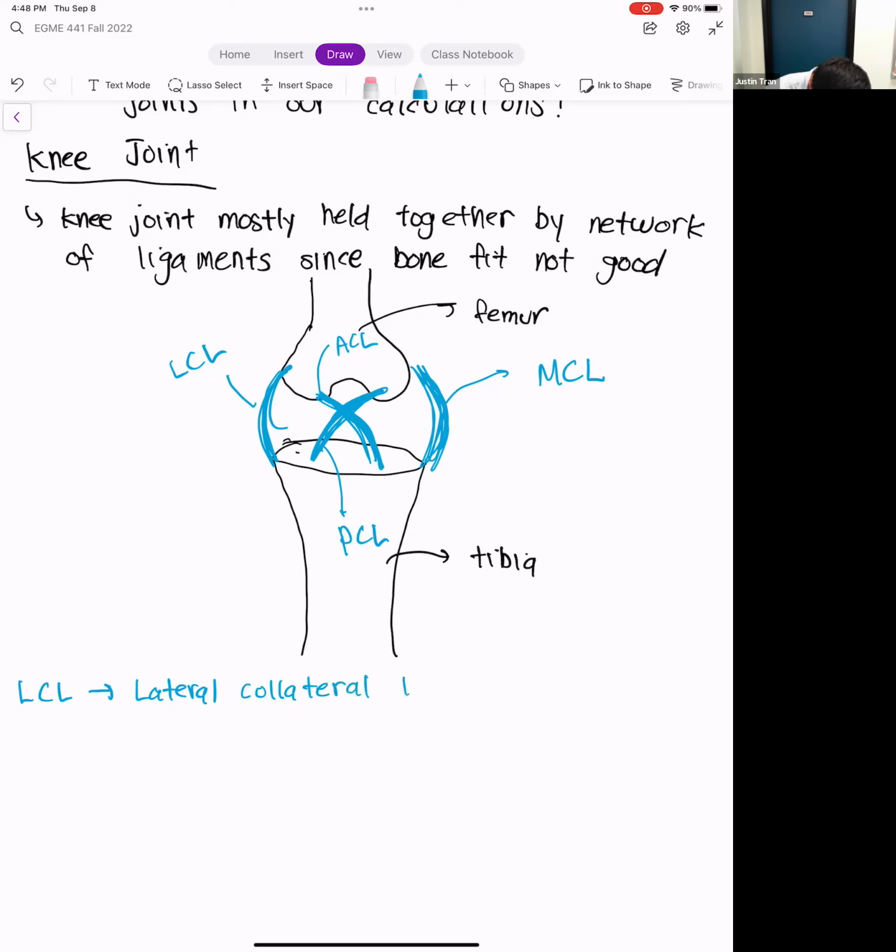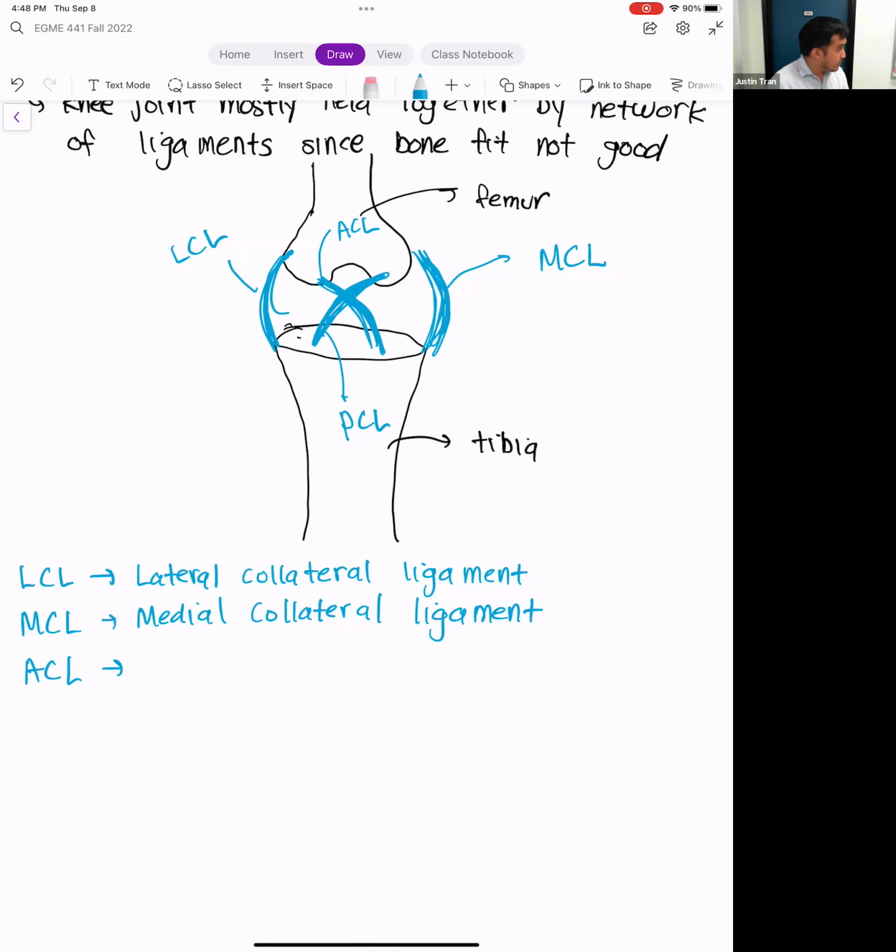And then we have the two cruciate ligaments. These ligaments are named because they form a cross in the middle of your knee. So we have the ACL, which is the anterior cruciate ligament. And then the PCL, which is the posterior cruciate ligament.